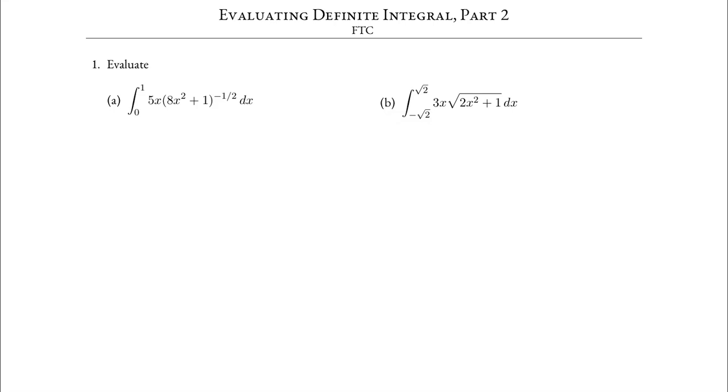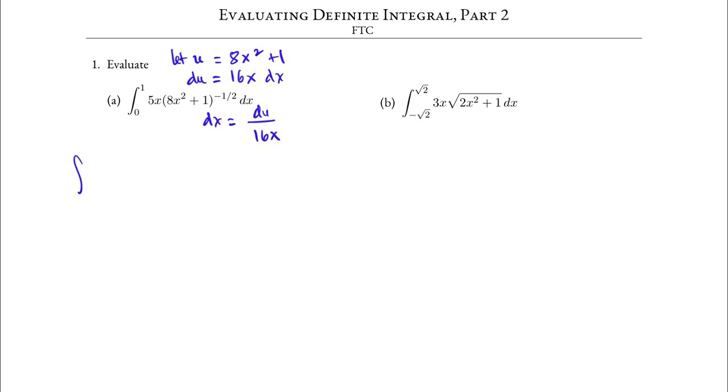Evaluate the definite integral. For the first part, we will let u be the expression that is being raised to a power. The power is -1/2, and that expression is 8x squared plus 1. So that will be u. du is therefore 16x plus 0 dx, and so we have dx equals du over 16x.